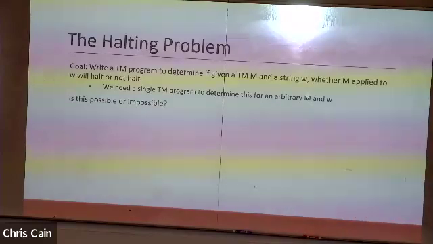Okay, so this turns out to be impossible. No such program exists. It's not that no such program has been discovered, but it is impossible to construct such a program. How do we know that it's impossible to construct such a program?